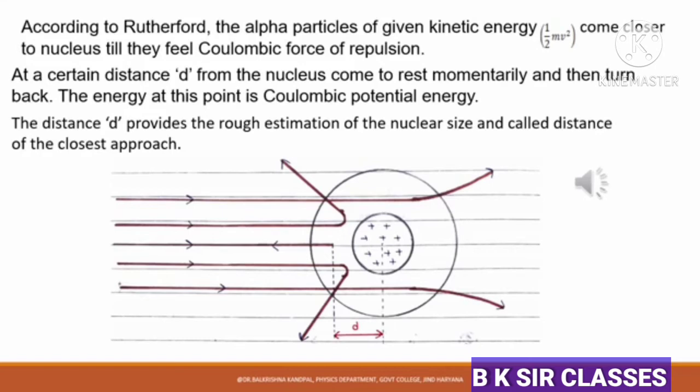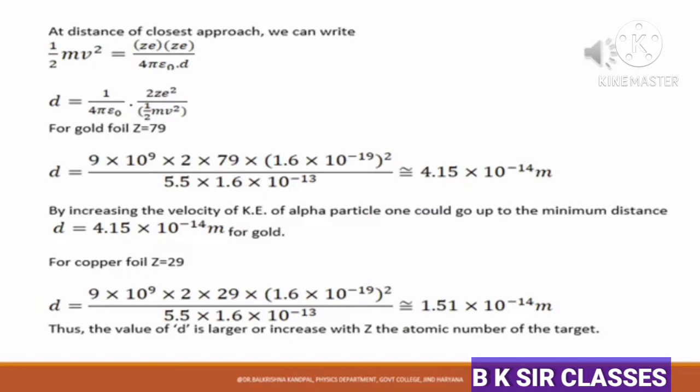The distance d provides a rough estimation of nuclear size, called the distance of closest approach. So if we want to find the value of d, which is basically a rough estimation of the size of the nucleus, we are going to calculate it at the distance of closest approach.